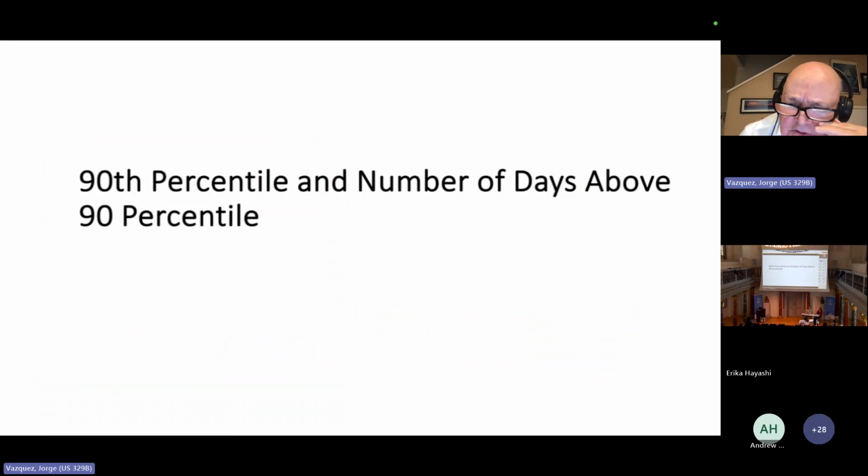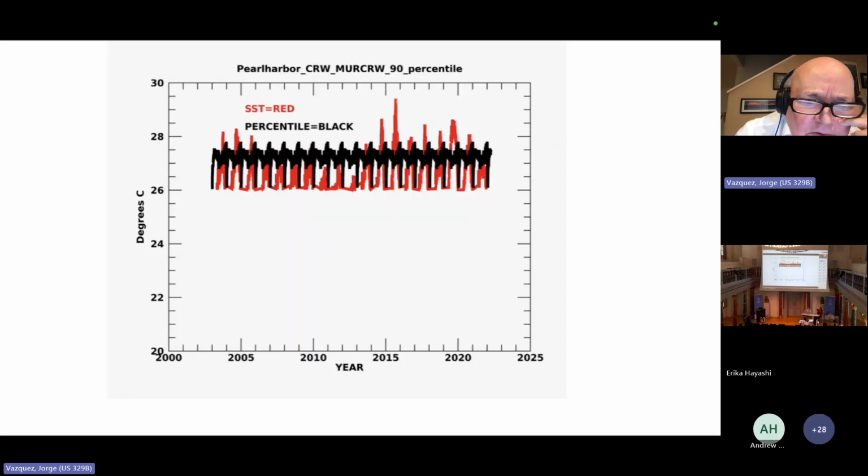So the 90th percentile, and the number of days above the 90th percentile. This graph shows Pearl Harbor for Coral Reef Watch, and you'll see that the 90th percentile is in black, and the actual SST values are in red. And another very encouraging result is that the degrees Celsius above the 90th percentile, when the maximum occurs, are consistent between the Coral Reef Watch data and Mirror. So I think this is another very, very encouraging result.